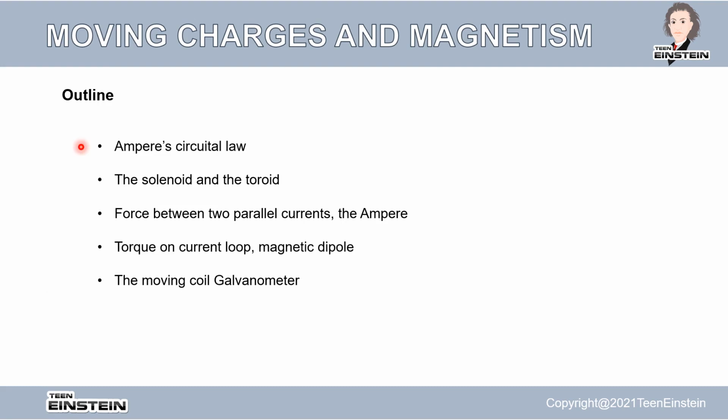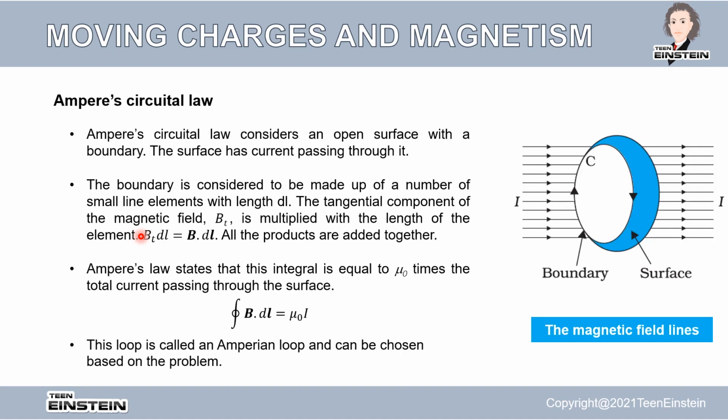Hello everyone. In this video, we are going to continue talking about the moving charges and magnetism. In the last chapter itself, we studied that moving charges produce a magnetic field around them. So in this chapter, we are going to see what is Ampere's circuital law, the solenoid and the toroid. Then we will see the force between two parallel currents and how it defines the ampere. Then we will see torque on current loop, magnetic dipole, and then we will finally see the moving coil galvanometer.